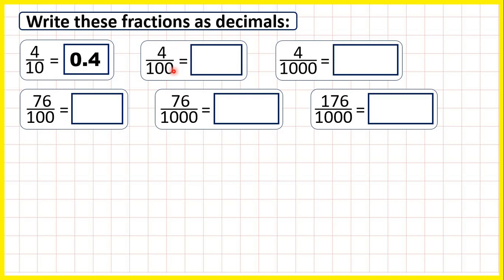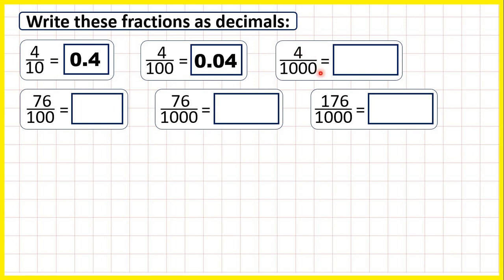Now 4/100 is 0.04, so we need 2 digits after the decimal point because the second digit after the decimal point is the hundredths digit, and we need to show that we have 4/100. That means we need a 0 in our tenths as well as in our ones.